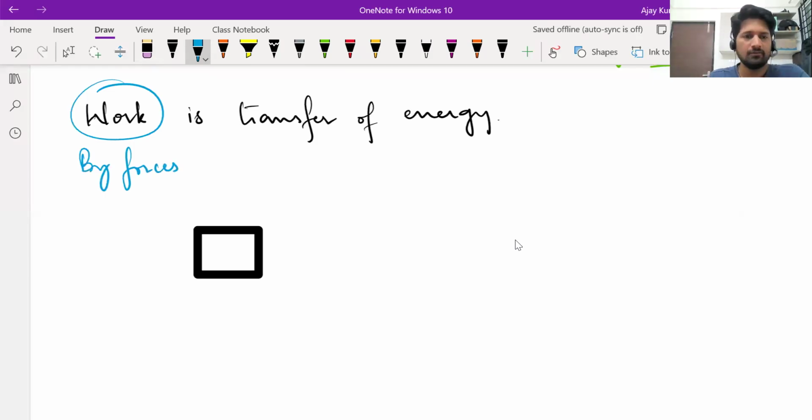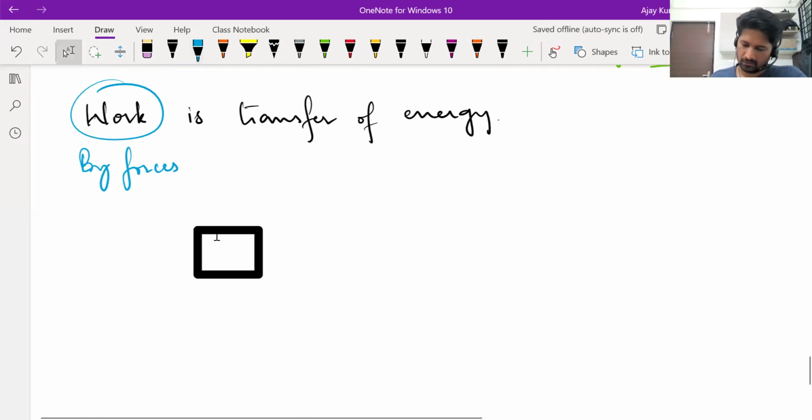Work is done by forces. So whenever you are asked to calculate work, you should be specified work done by which force you are expected to calculate. Remember, work is done by forces. Forces transfer energy from one system to another system. Of course, there are other modes of transfer of energy also. Without force also energy can be transferred, but in that case it won't be called work. If transfer of energy happens through forces, you call it work.